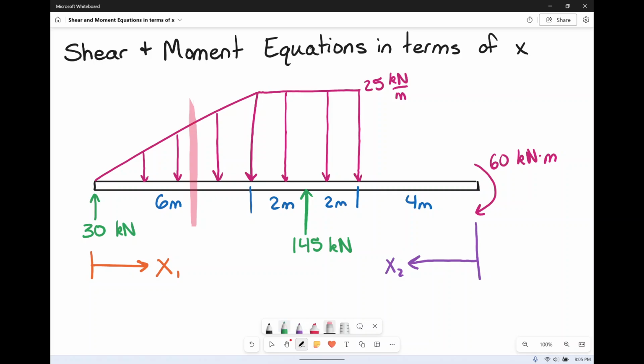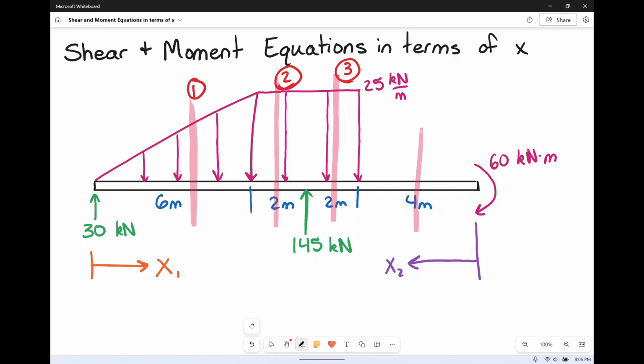So that will be our first cut. We'll call that cut 1. It'll be somewhere in there. Then, of course, we do have a distributed load, but then there's this change in loading here, so we have to cut before we get to that load. We'll call this one cut 2. Then after we have that point load, then there's more distributed loading, so that's going to be cut 3 before we end it. And then after the distributed load, we have nothing until we have this point moment. So yes, there's going to be yet one more cut, so we'll call that cut 4.